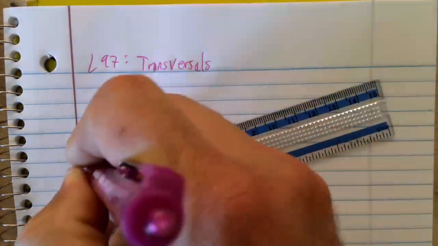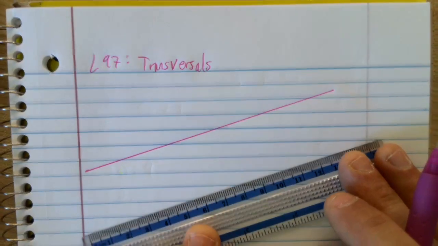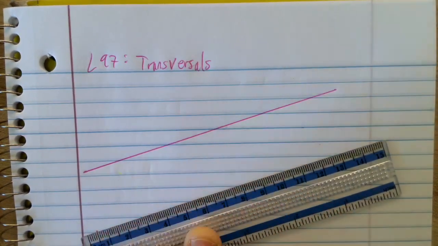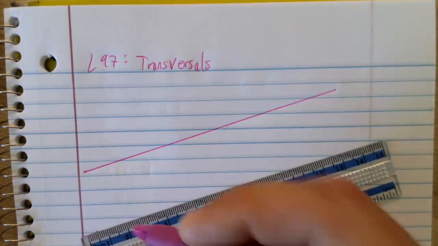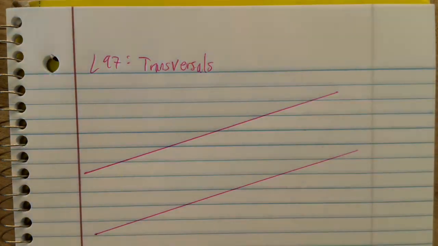So I'm going to draw two parallel lines. 1, 2. Oh, that's a dot. That's a line. 2. Okay, so those are the parallel lines, but they're not parallel yet.